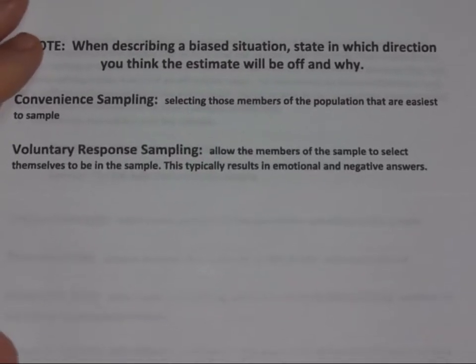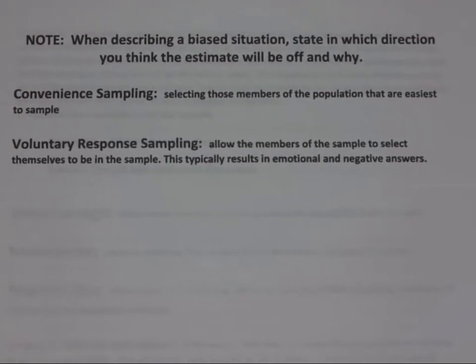Then we have a voluntary response situation. Voluntary response is allowing the members of the sample to select themselves. And so this typically is going to result in emotional, negative answers. Like telephone call-in shows, there's certainly a voluntary response, or internet polls where they're choosing themselves to do the sample, their voluntary response. Voluntary response typically is going to generate very negative and very passionate answers.